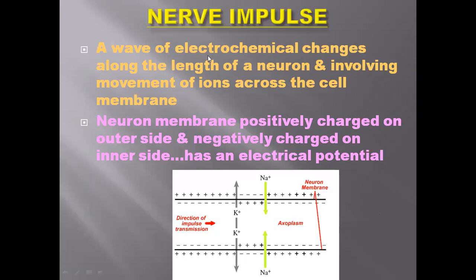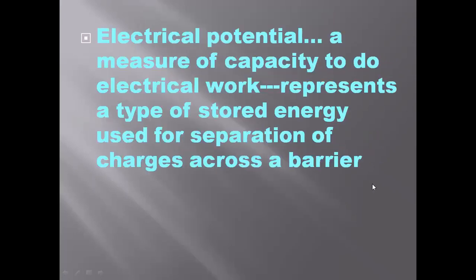Again, nerve impulse is an electrochemical change along the length of a neuron and involves the movement of ions across the cell membrane. I repeat these things over and over again so that all the students that are watching the lecture should get an idea of what I am trying to teach. The neuron membrane is positively charged on the outer side and negatively charged on the inner side, and it has a specific electrical potential. Electrical potential, what is it?